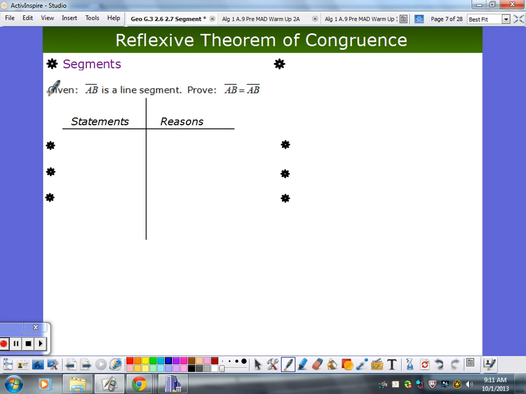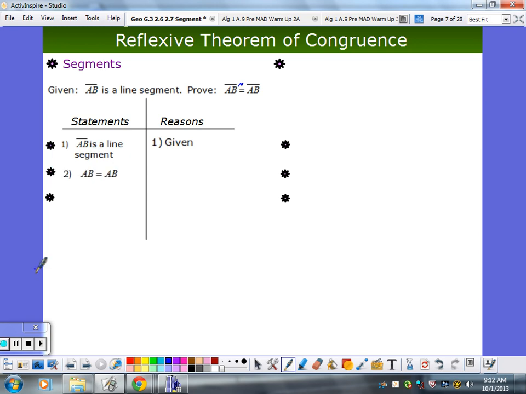So let's look at segments. I'm over here, you can follow along on this paper. Reflexive theorem of segment congruence. If AB is a line segment, prove AB is congruent to AB. The congruence symbol isn't showing up, but we are proving congruence. Make that a congruence on your paper too. AB is congruent to AB. So AB is a line segment. Why can I say AB is a line segment? Given to us.